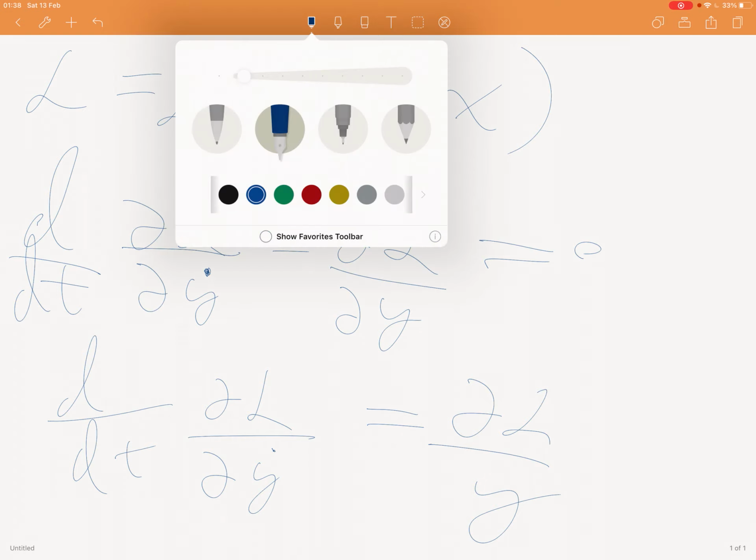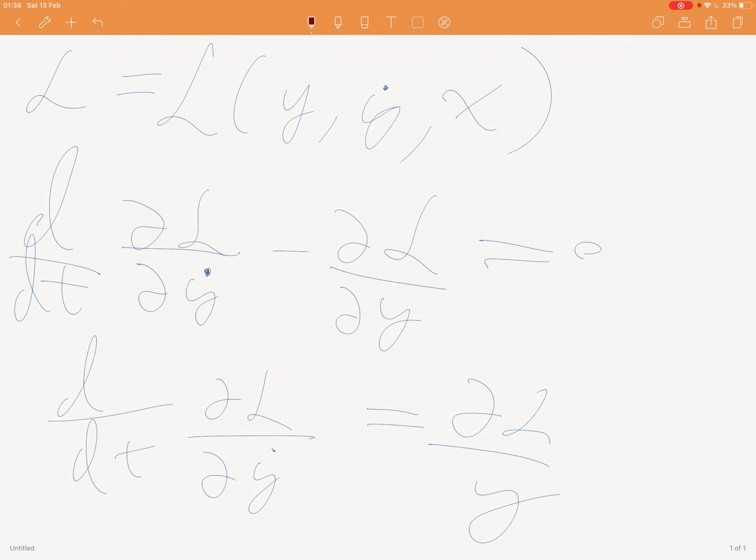Now, let's do this. You see L, this is the Lagrangian. Let's define it. Let's say it's a variable of y, the time derivative, dy over dt, and x. And this is the Lagrangian, but why? Why is this the Lagrangian?